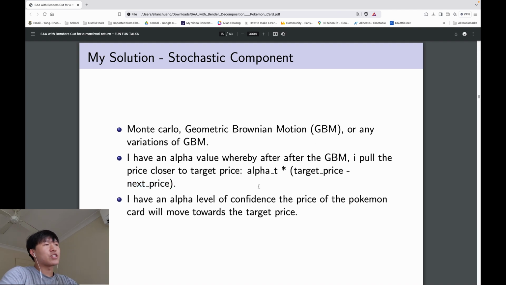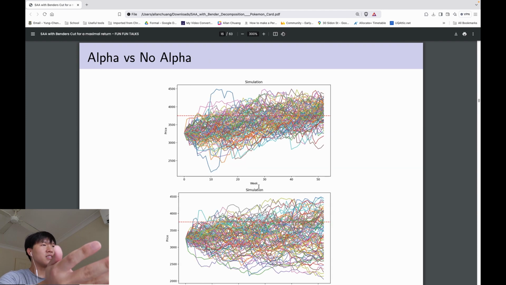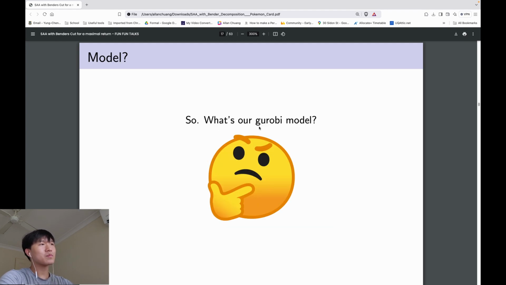So again, this alpha just represents an alpha level of confidence that the price will move towards our target price, which is 10%. And this is just to kind of show why I want this alpha level, because in this solution, we can kind of see there is no alpha level, and the ending result is roughly normally distributed, which is fine, but I do have an alpha level of confidence that the solution is going to move towards this 10% mark. So yes, great, that's our stochastic part.